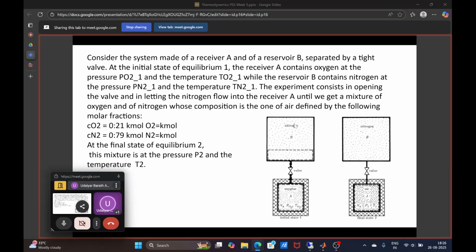So this is what is happening. You have two separate containers. One has oxygen, which is insulated, and there is nitrogen which is connected through a valve, and initially the pressures and temperatures of each of the gases are given. When the valve is opened, nitrogen starts flowing inside the tank containing oxygen and forms a mixture. That is given by the molar fraction of 21 kilomoles of oxygen and 79 kilomoles of nitrogen.